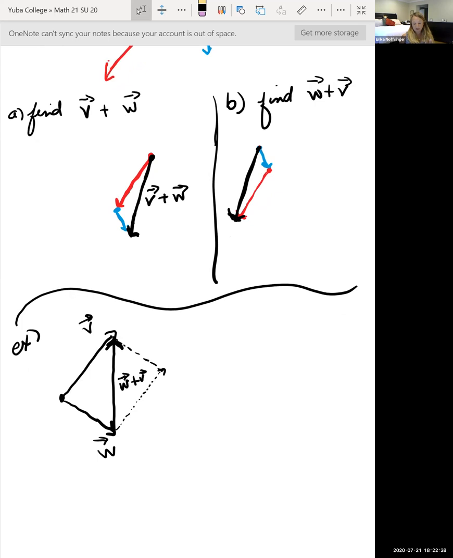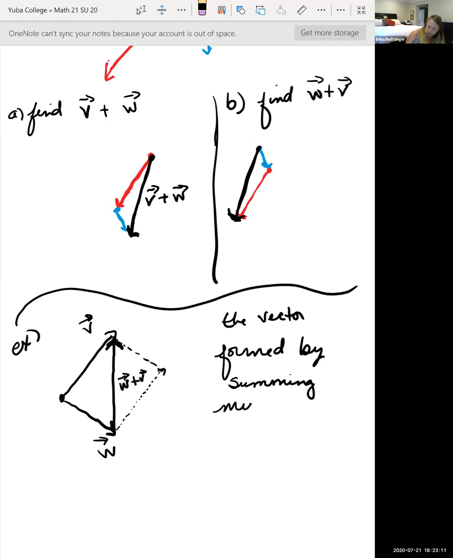So when we sum two vectors, the vector of the sum of those two vectors is called the resultant. So the vector formed by summing two vectors, or summing multiple vectors, because it can be more than two, is called the resultant.